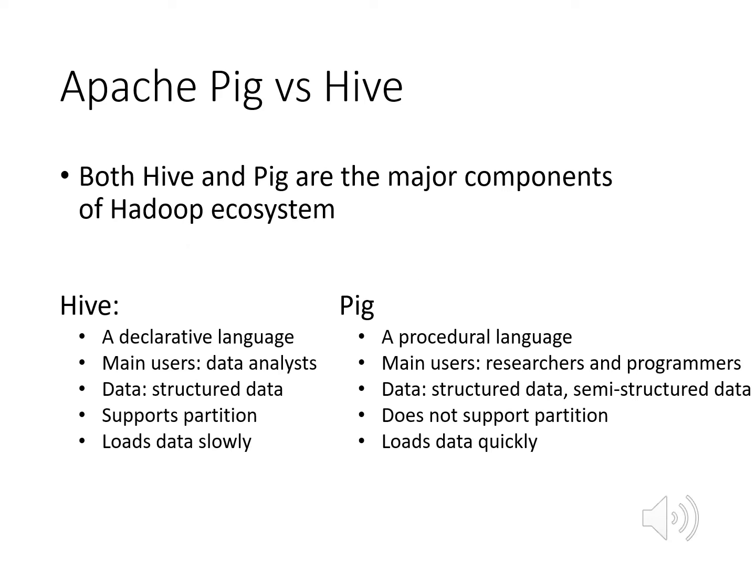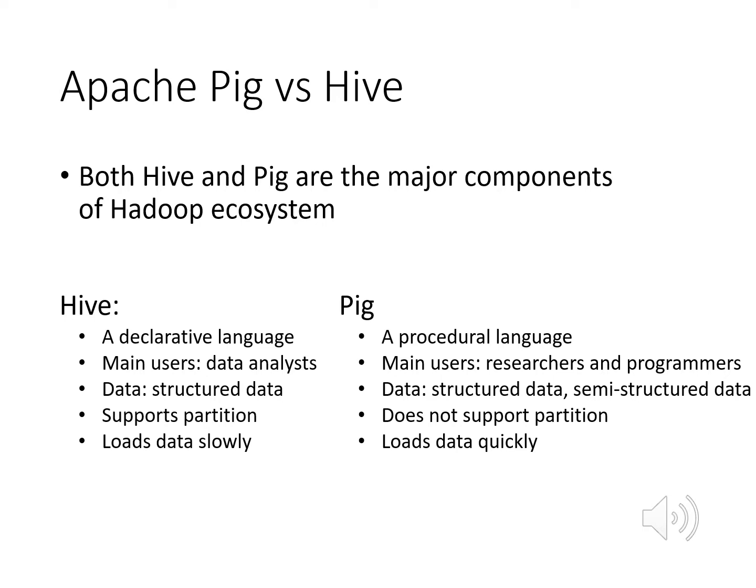Hello everyone, so far we have learned Pig and Hive, which are two high-level APIs built on top of MapReduce. Both Hive and Pig are the major components of the Hadoop ecosystem. With Pig and Hive, we can write parallel computing operations in very few lines to accomplish what we would write very complicatedly in the MapReduce programs.